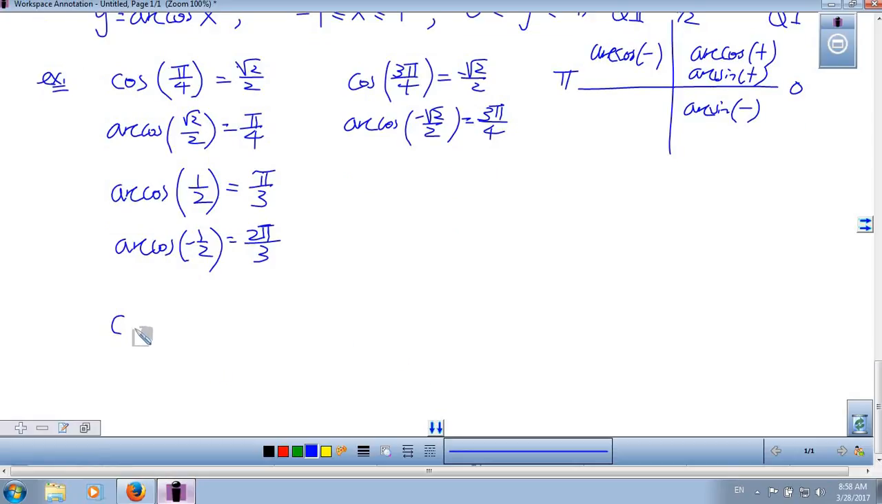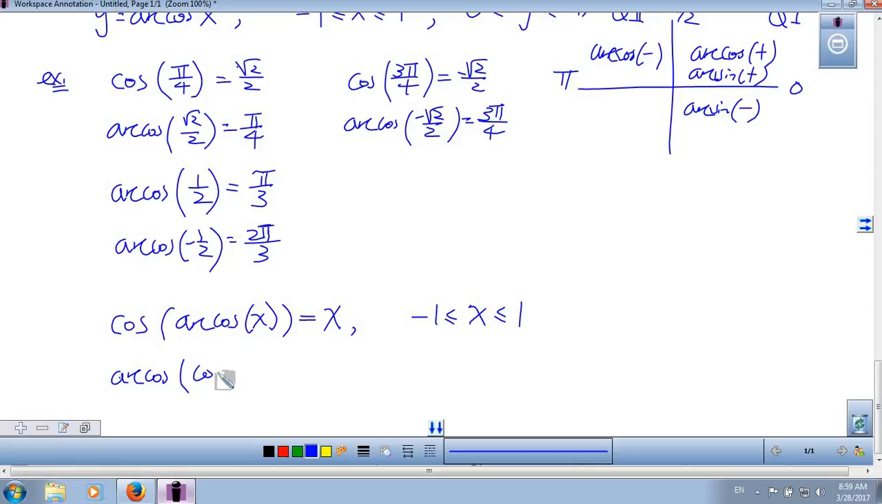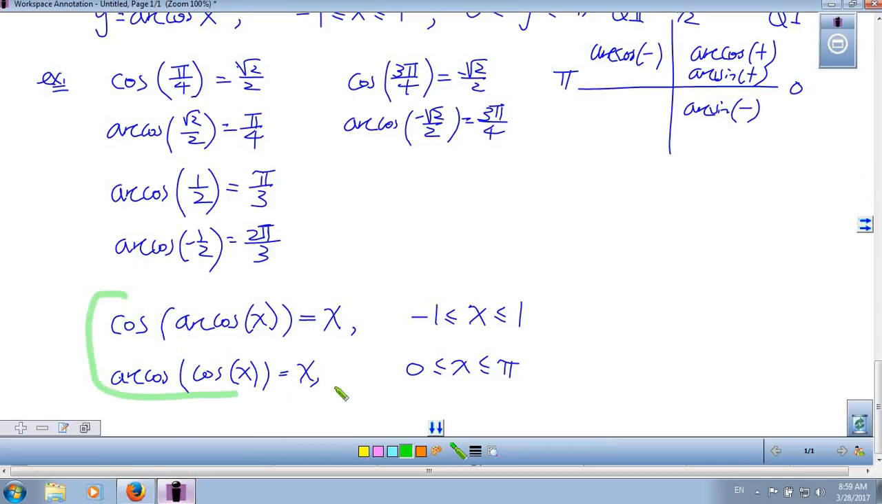So if I do cosine of arccosine of x, would I always get back x? Yes, I will always get back x as long as x is between -1 and 1. Now if I do arccosine of cosine of x, would I always get back x? Only if your x is between 0 and pi. So only if you input an angle between 0 and pi would those statements be true. That's something you have to be aware of.